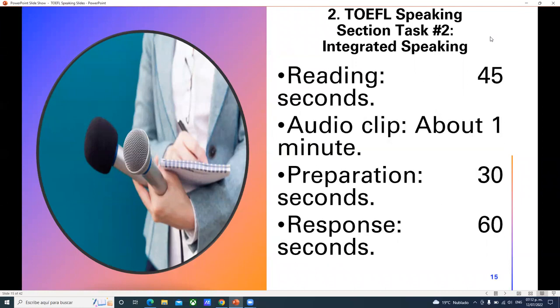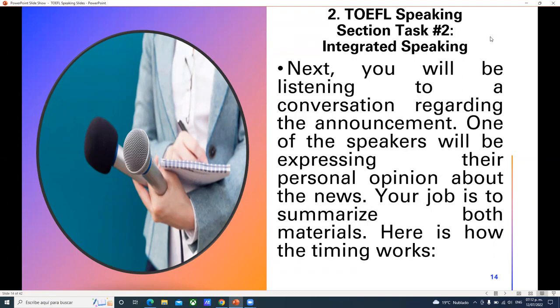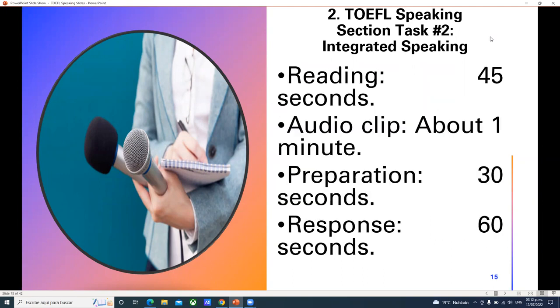As you can see, in this specific integrated task, you're going to have, first of all, your passage. You're going to read that passage about a change in this university. And later, you're going to receive your conversation, which is going to be about 1 minute in duration. That conversation is going to contain two or more speakers talking about their opinion about this specific change made in the university. And what you have to do later is prepare your response in 30 seconds and deliver your response in 60 seconds.